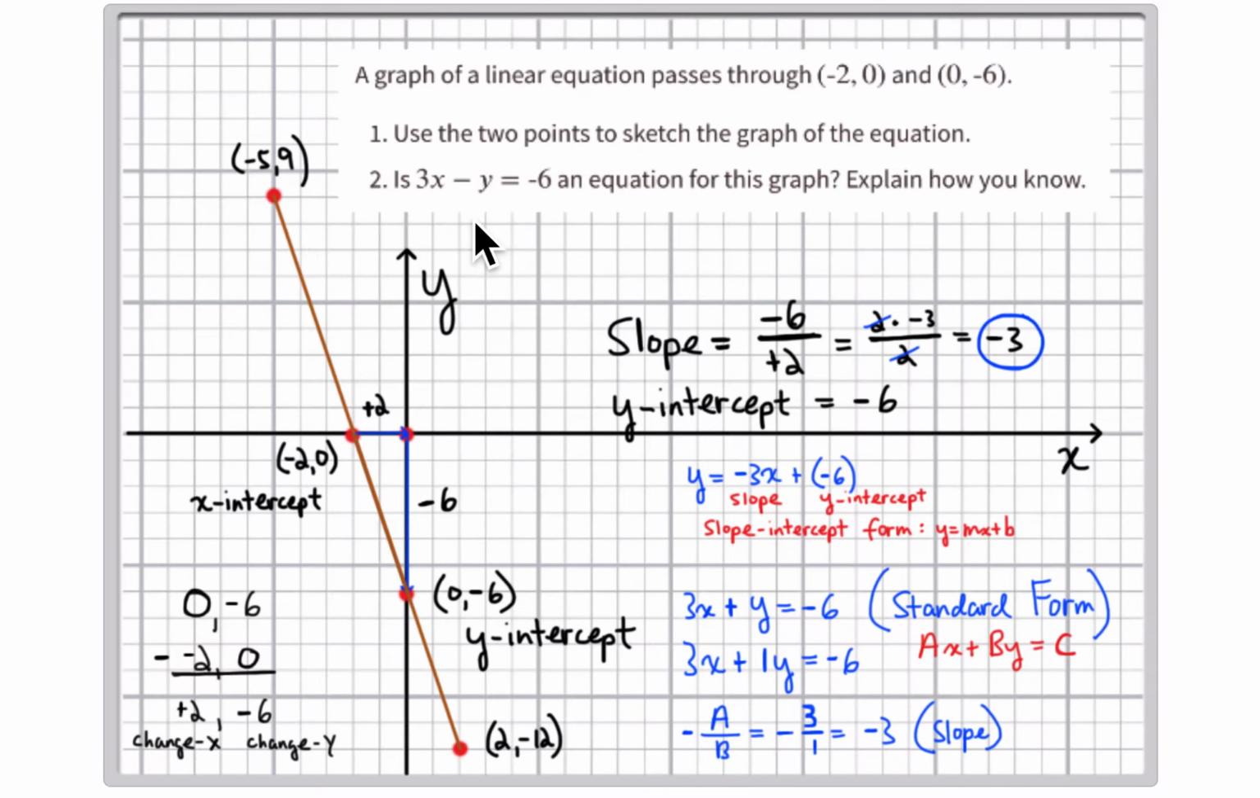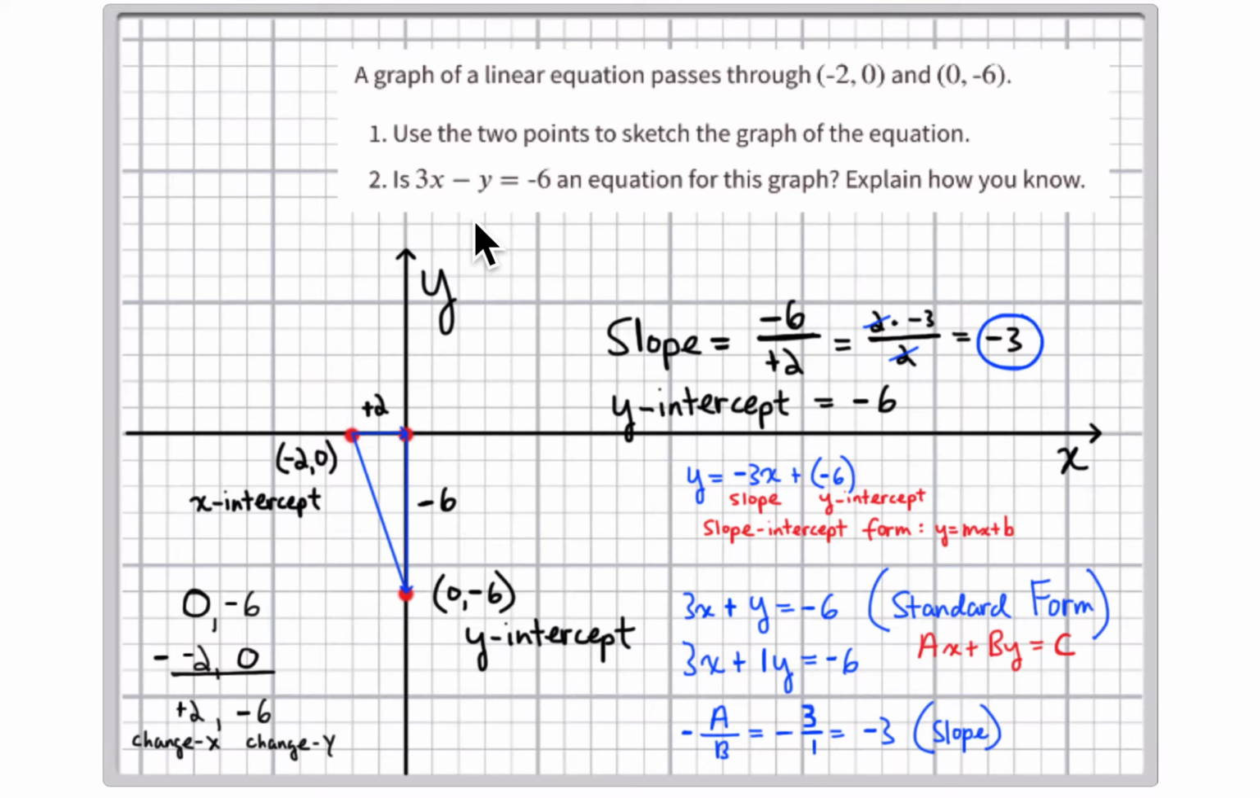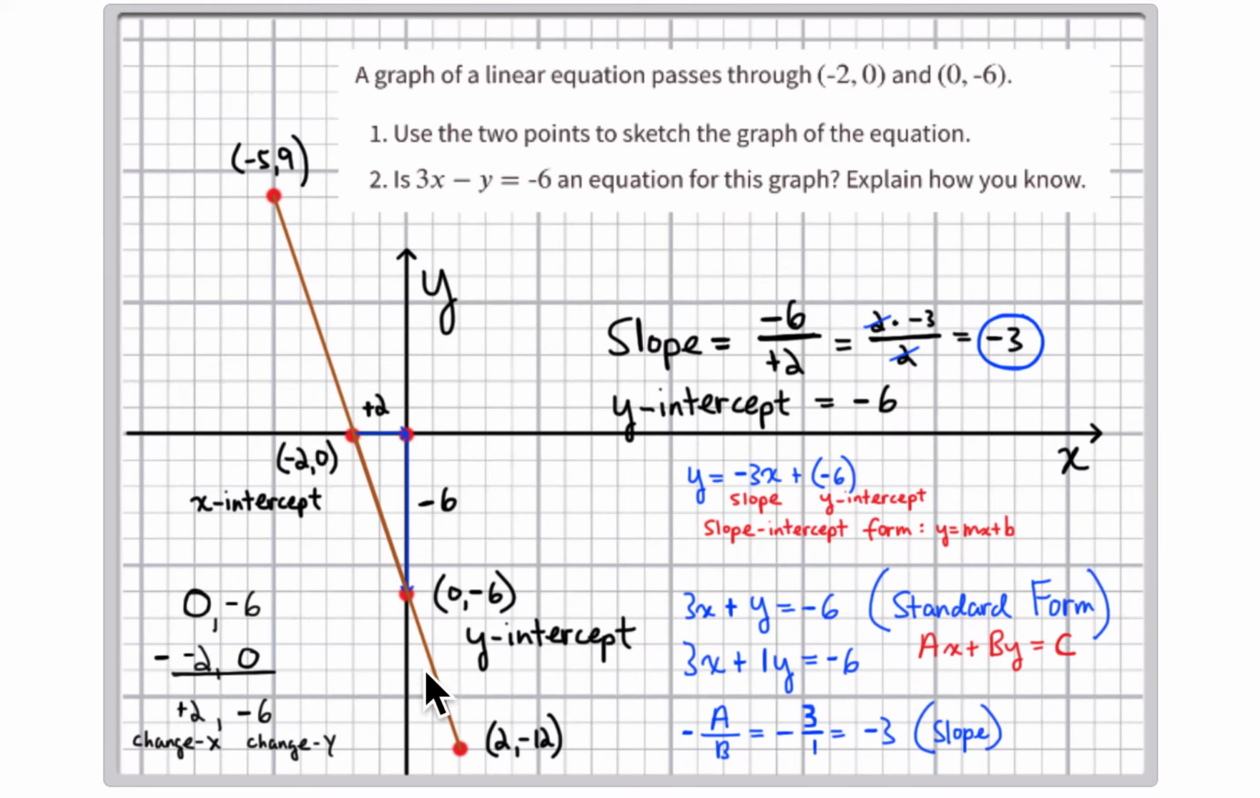First of all, let's add a couple more points so we can extend the line. One way to do that is to use x as positive 2 and see what we get for y. Use this equation right here. Negative 3 times positive 2 is negative 6. Negative 6 plus negative 6 is negative 12. So this is going to go out 2 units and then down 12 units. So this point right here.